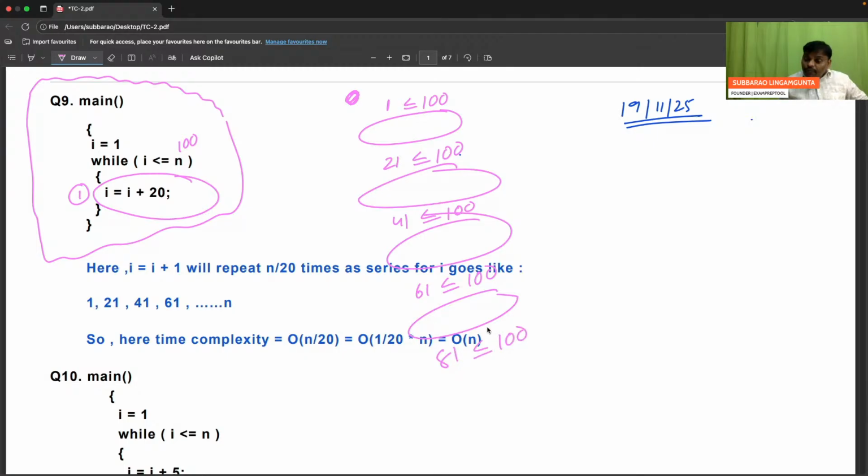You are incrementing every time by 20. See, one person is always plus 1, plus 1, plus 1, plus 1. He will do more number of iterations. But this person is always plus 20, plus 20. So let's see what happened.